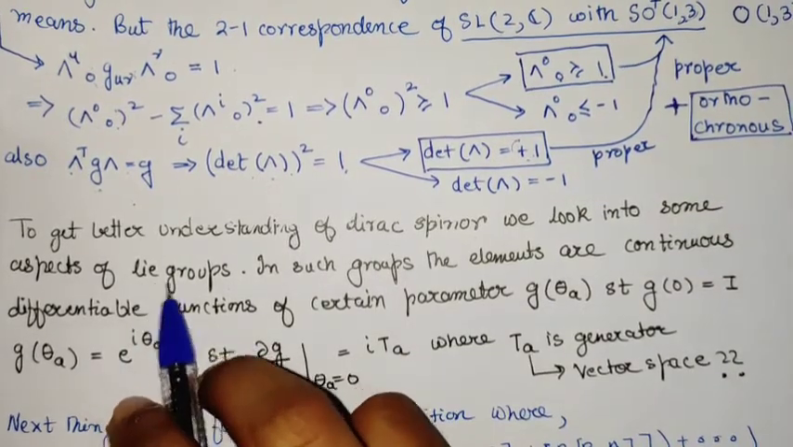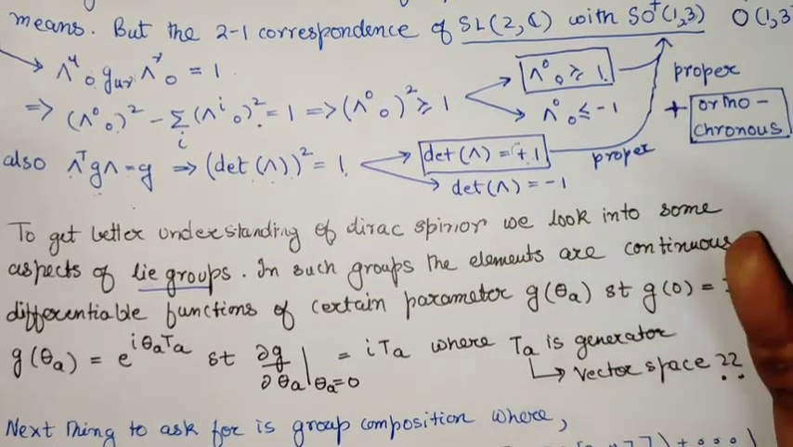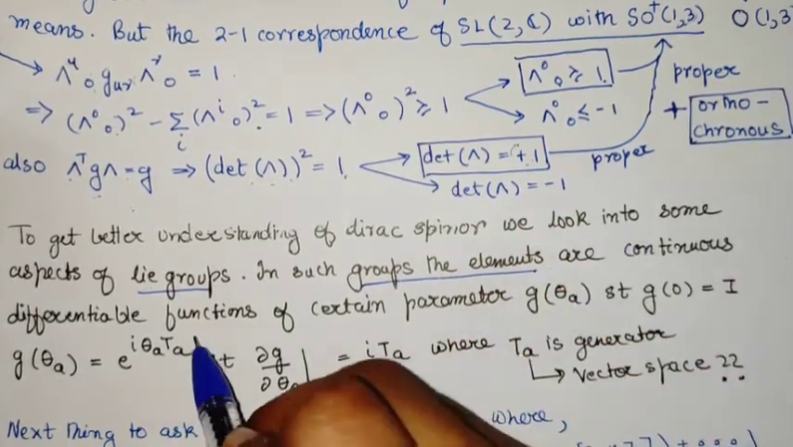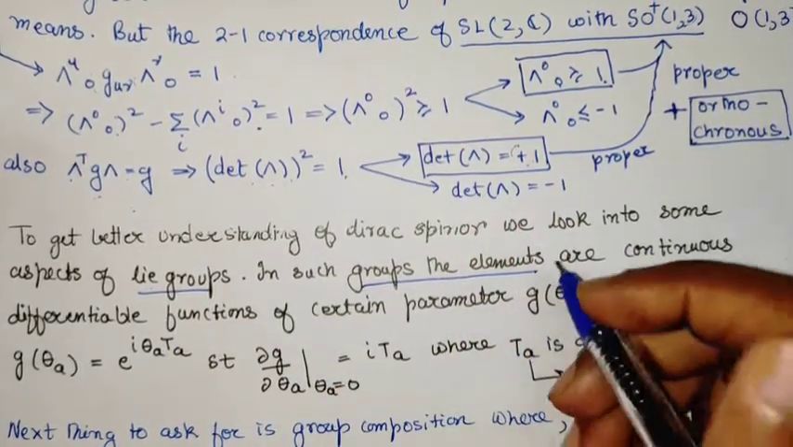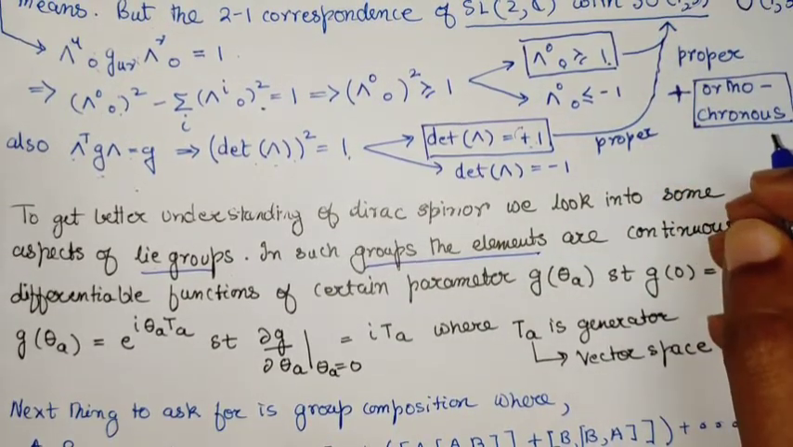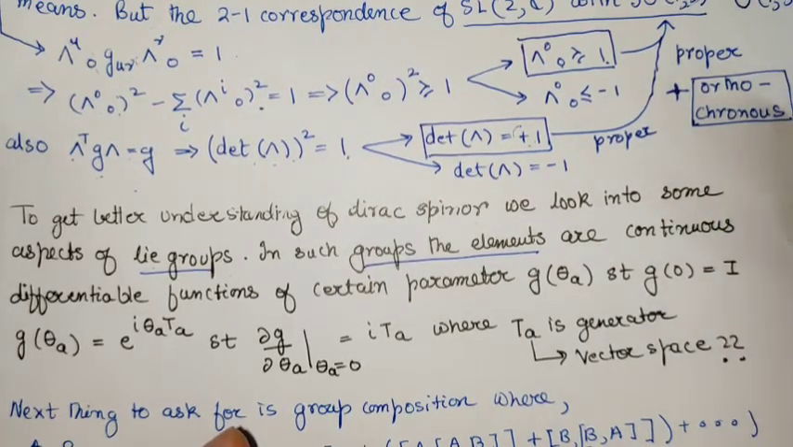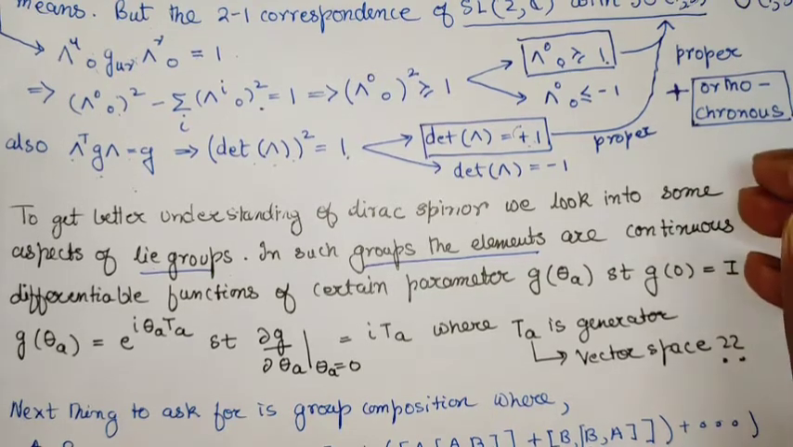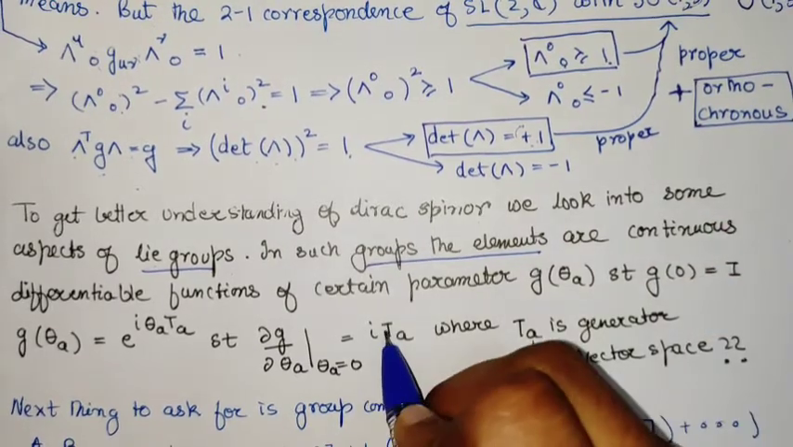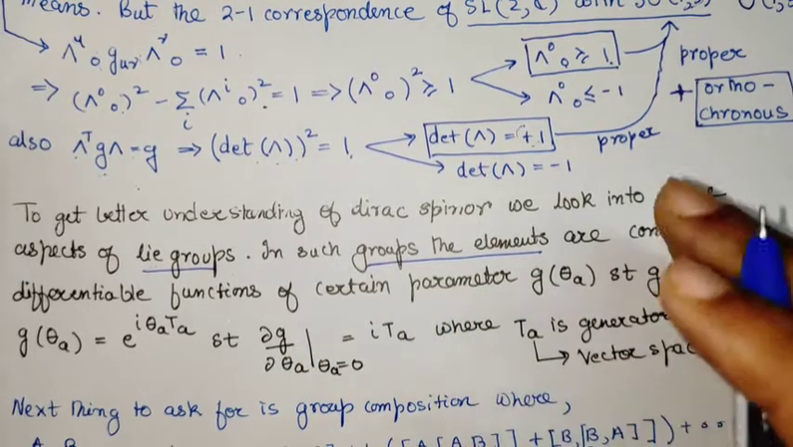So we look into some aspects of Lie groups. In very simple terms, we can say the group elements of Lie groups are continuous differentiable functions of certain parameters. So you have a set of parameters, it can be like r, theta, phi, and the parameters lie in some subset of R3 or in general some Rn. They can be complex also, then it will be Cn, and this is the space of parameters.